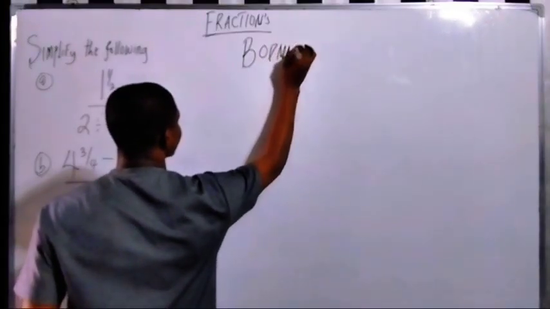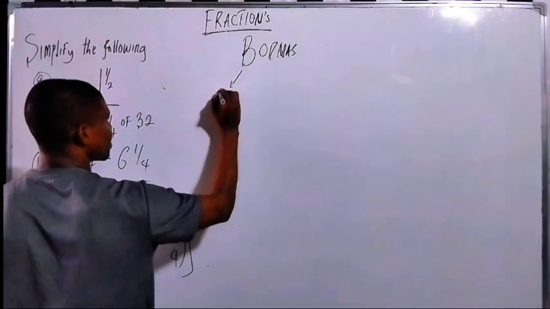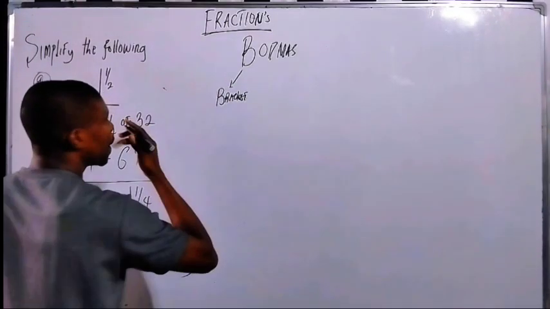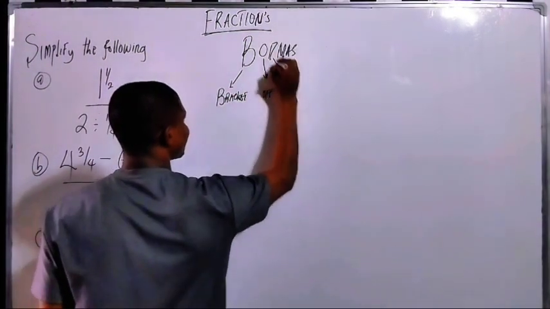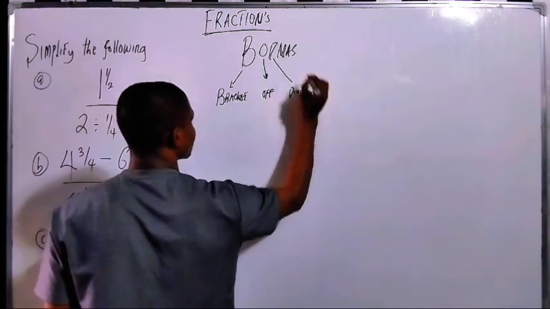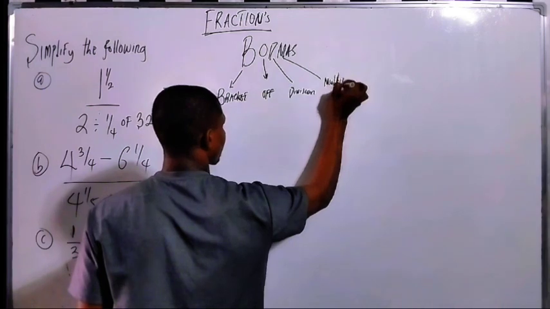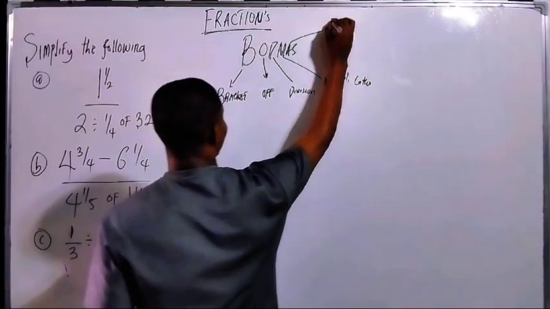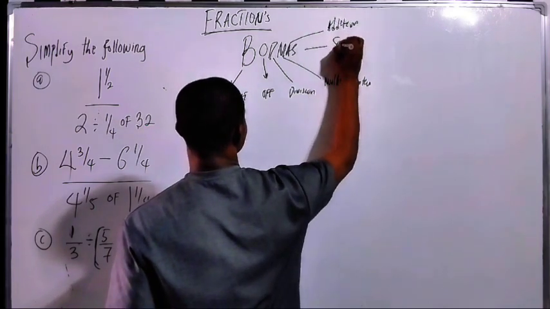BODMAS. Now, this B stands for brackets. This O means of. This D means what? Division. This M is what? Multiplication. This A means what? Addition. And this S means what? Subtraction.